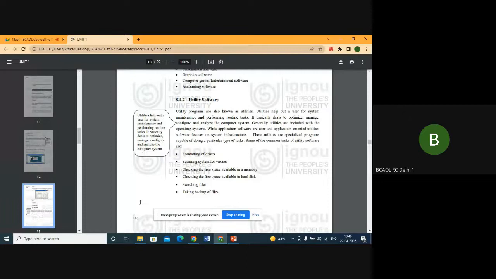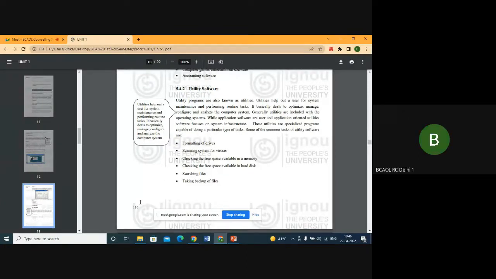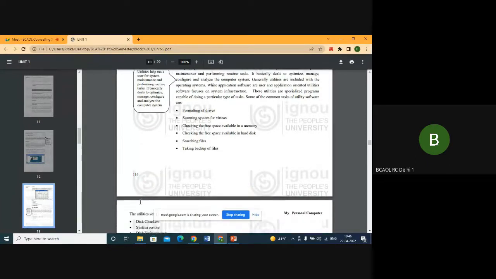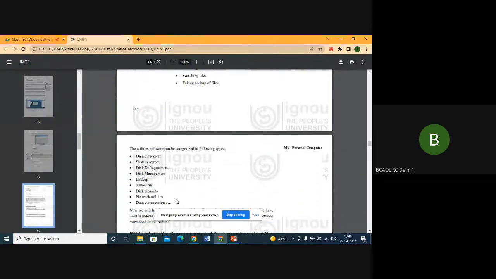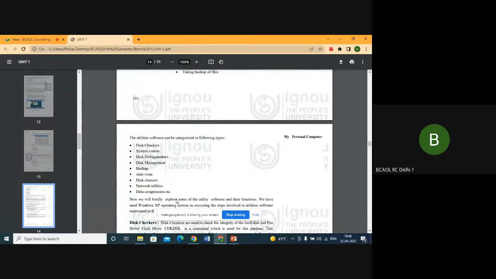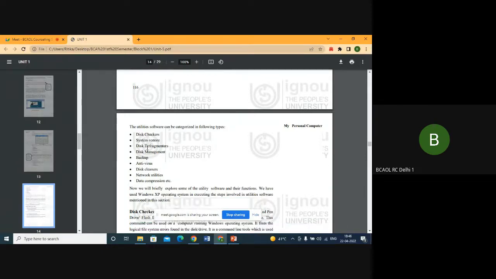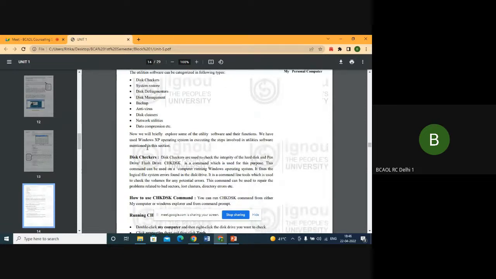So all those softwares which help you do these things are known as utility softwares. Like disk checker, system restore, disk defragmenters, disk management, backup, antivirus, disk cleaners, network utilities, data compression. These are all utility softwares. Right, so they have given you what are disk checkers. You can check the disk, the integrity of the disk is okay or not.